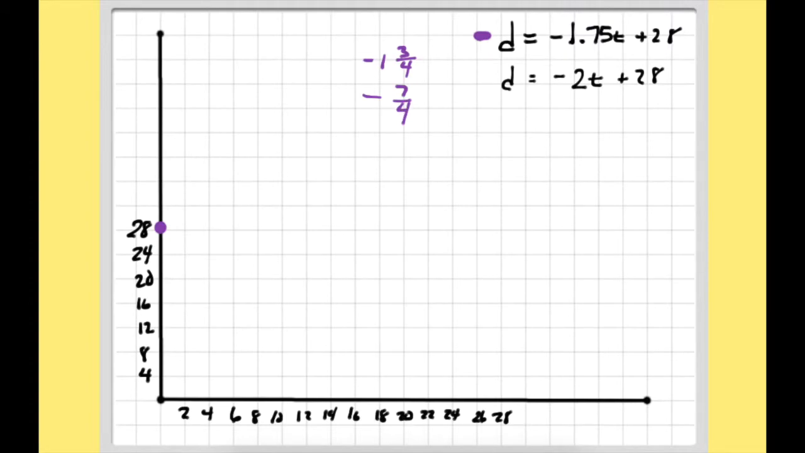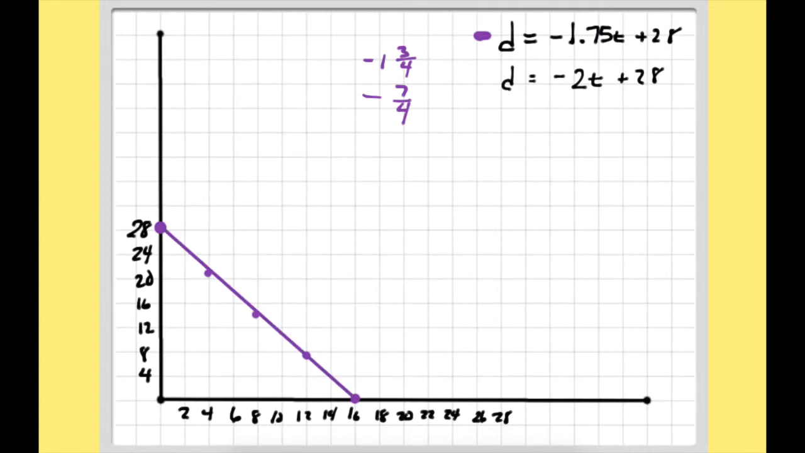So for every 4 that we go over, we're going to be going down 7 spaces. So at 4, we're going to be down 7 to 21. Let's adjust that a little bit. The next 4, we're going to be down 7 to 14. And at the next 4, we're going to be down 7 to 7. Sorry, I knew that didn't sound right. And at the next 4, we're going to be down 7 to 0. So we see that it will take us 16 minutes to climb the stairs.